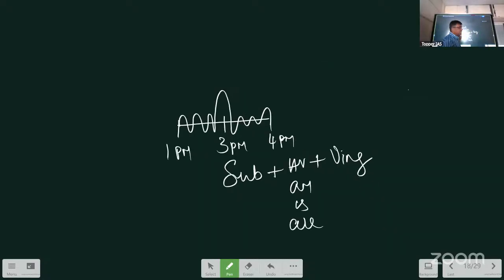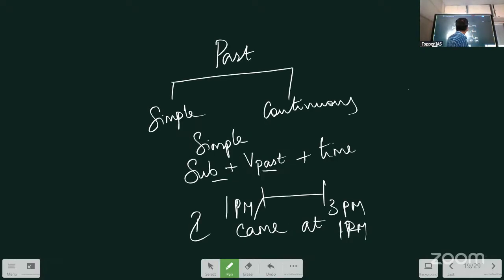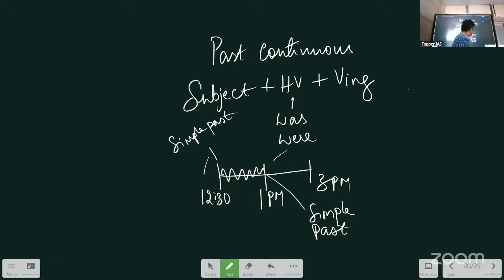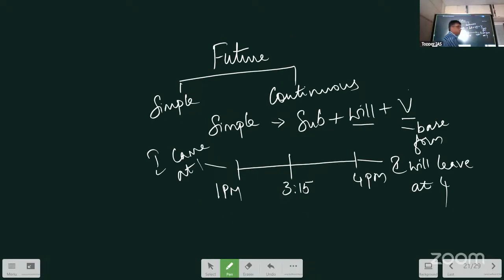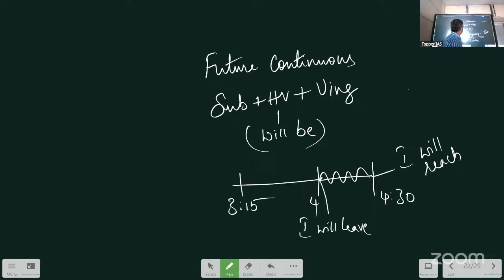And past is one-time action. Past continuous is an action between two simple past. Future simple is one-time action of the future. And we use will. And the rule is if you use will, the next verb must be in the base form only. Next, future continuous is an action between two simple future.